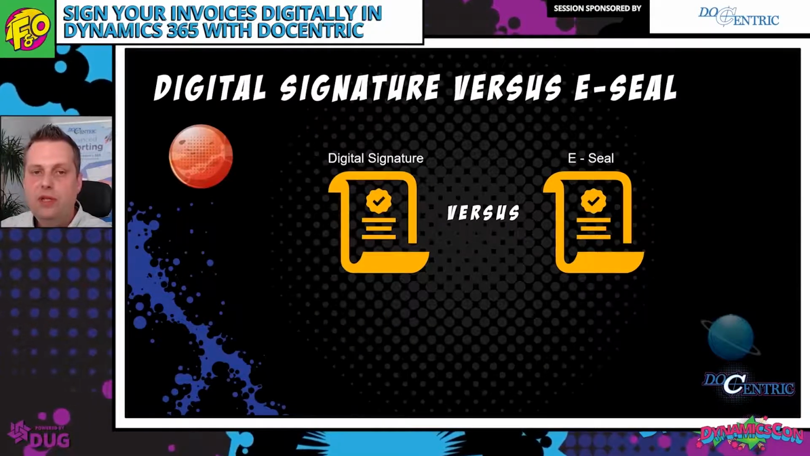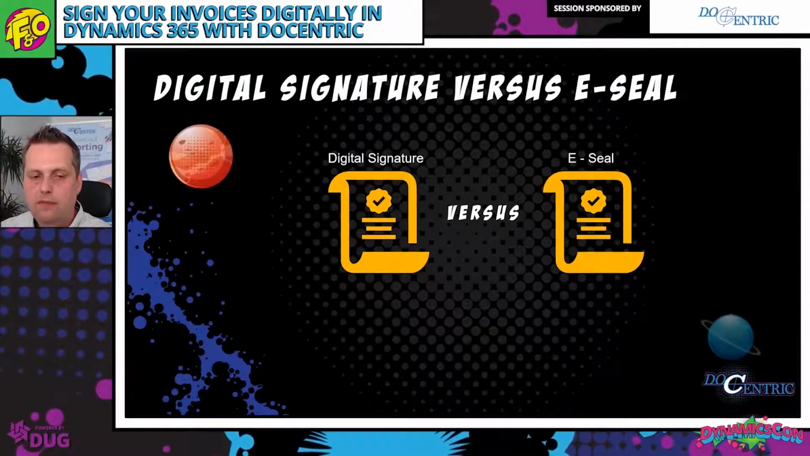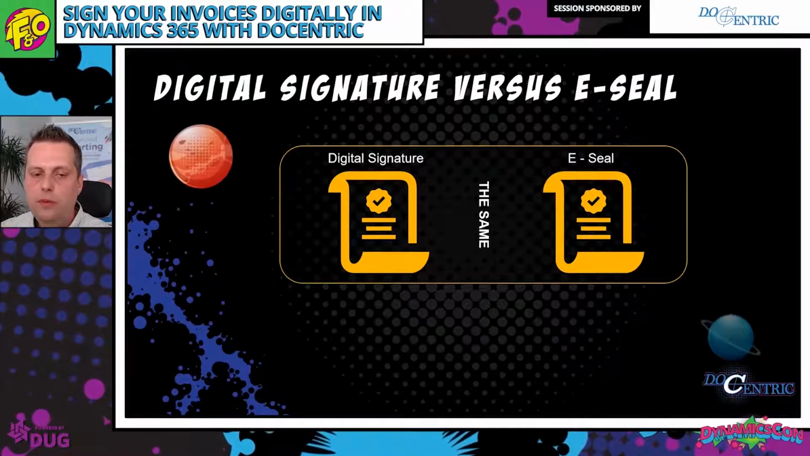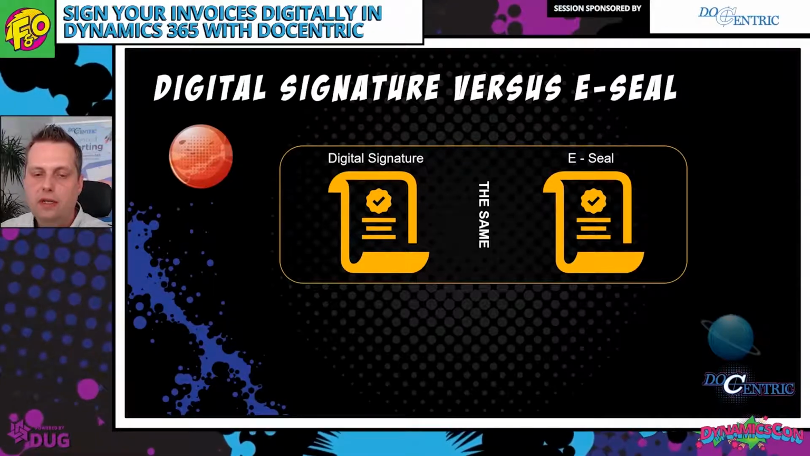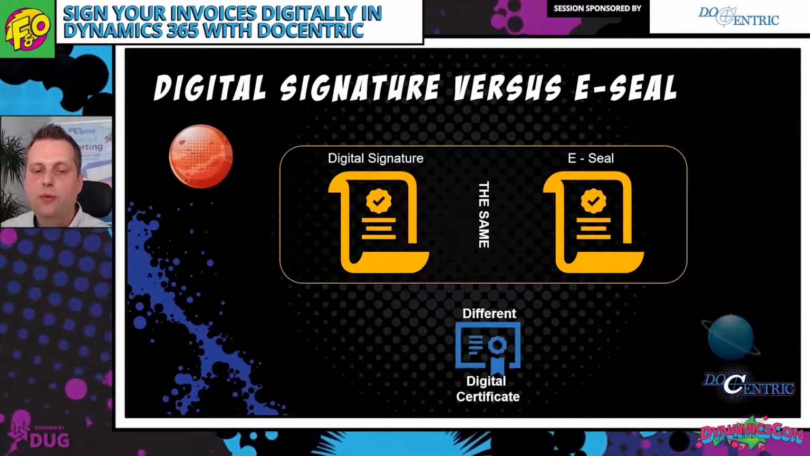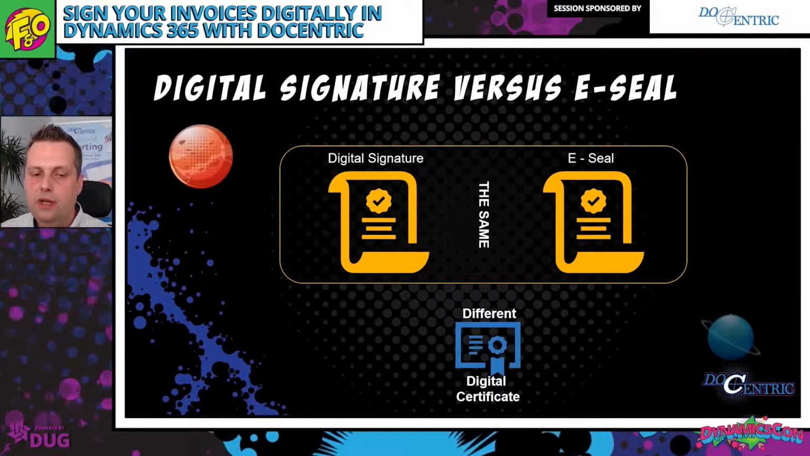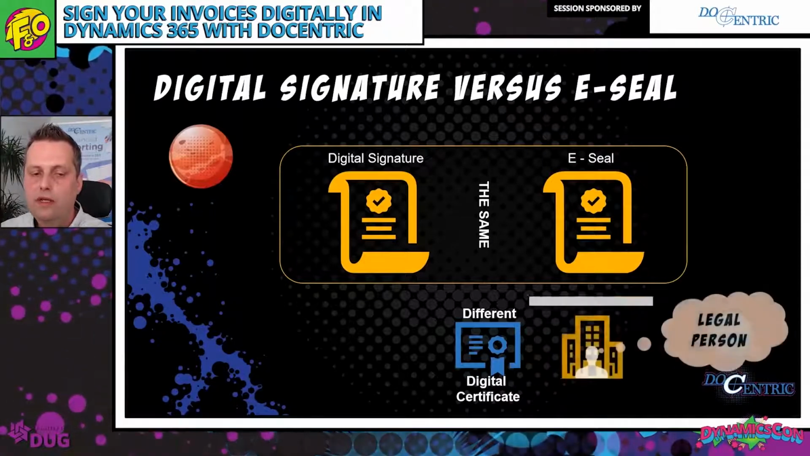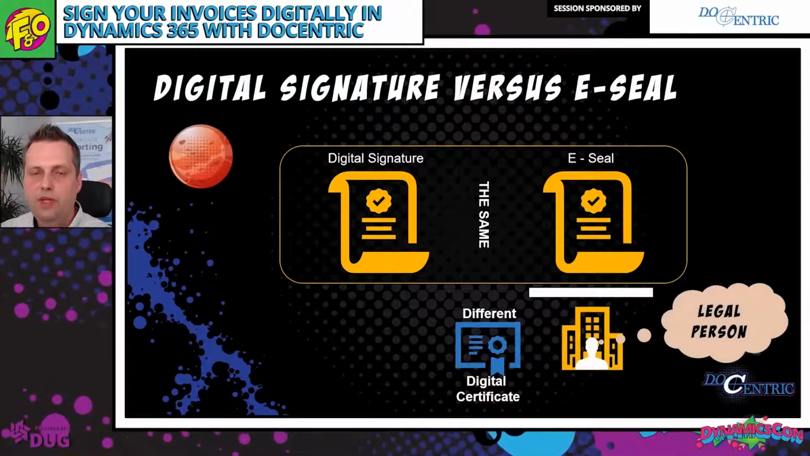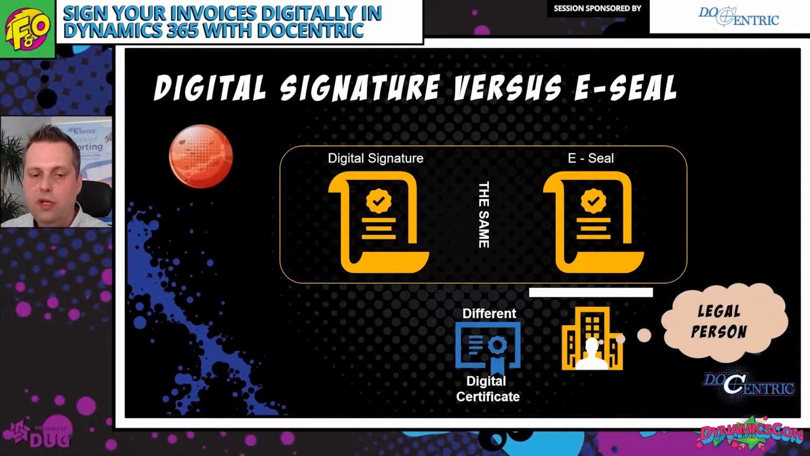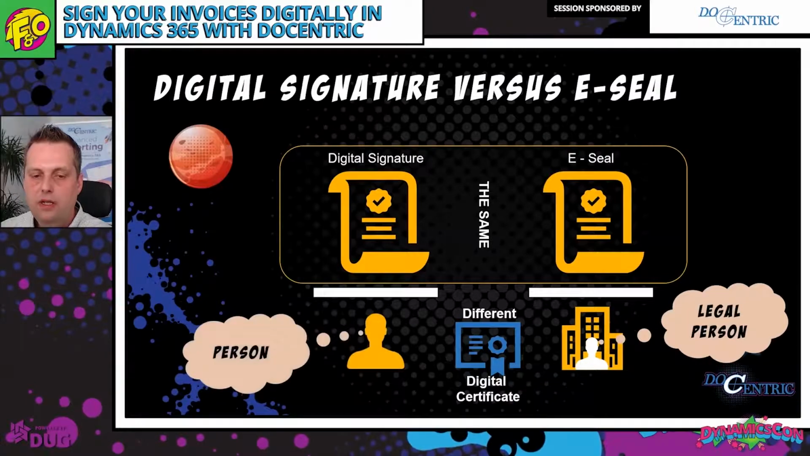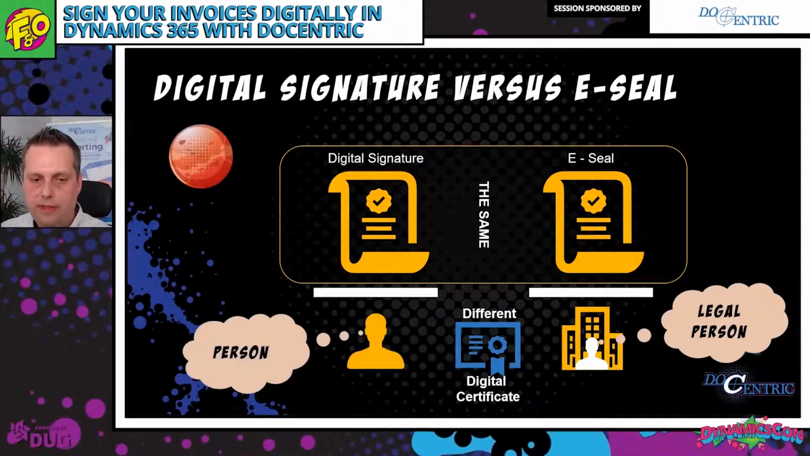So what's the difference between a digital signature and an electronic seal? Technically, they are both digital signatures, and we commonly refer to a digital signature or e-seal with the term electronic signature. But the important difference between a digital signature and an electronic seal is that the latter is usually created by a legal person. So for example, a responsible person in an organization or an organization by itself, while digital signatures are created by a natural person.